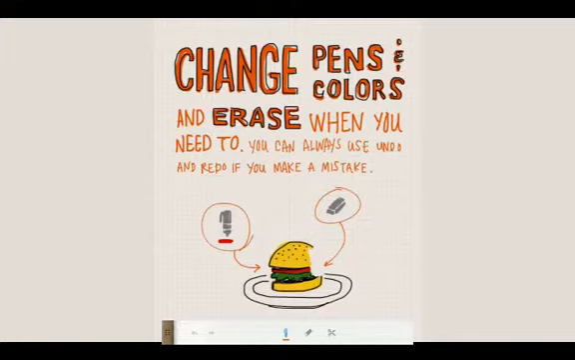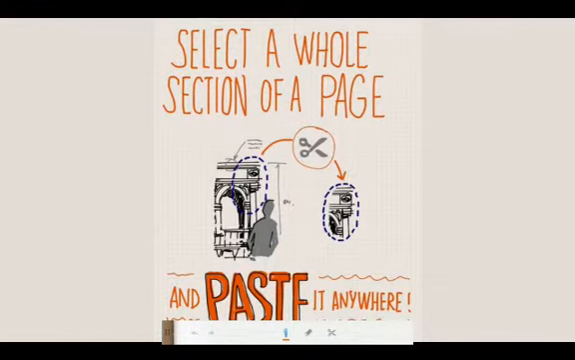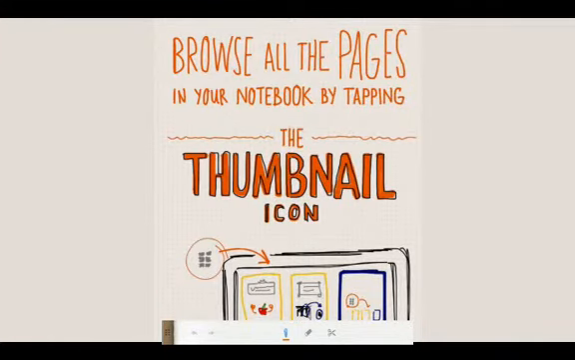I'm just going to swipe along the bottom, go to the next page of this sample notebook, and there is along the bottom menu bar a scissor tool. I'm going to tap on the scissor tool, and it allows me to select a section of a page. So this allows you to move things on your page around and paste them anywhere. I'm scrolling over another page.